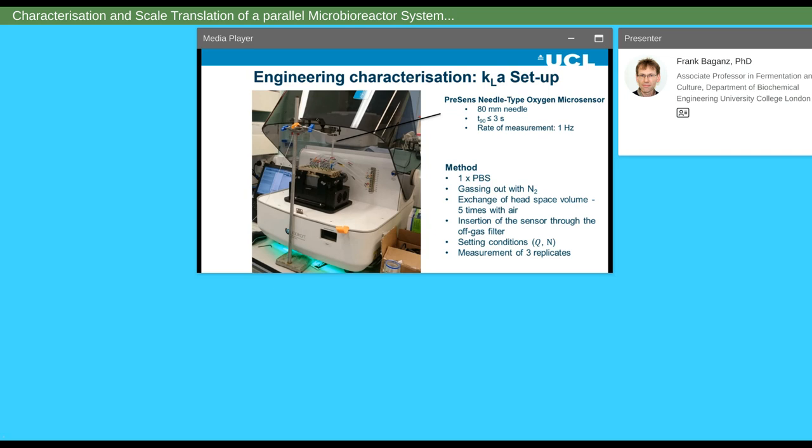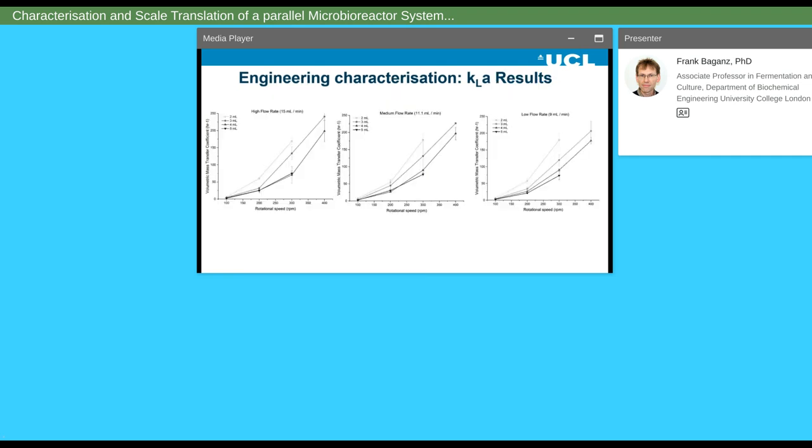All dissolved oxygen was first removed from the liquid through overlay with nitrogen. The headspace was then flushed before the operating conditions with regard to airflow rate and shaking speed were set and recording commenced. The results are illustrated in these figures, where the kLa is plotted as a function of shaking speeds for 3 different airflow rates.